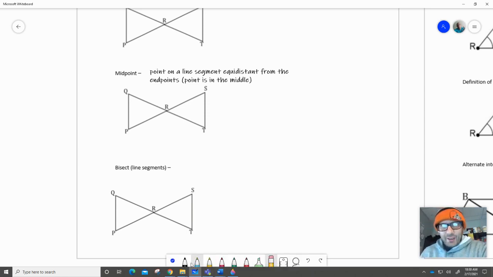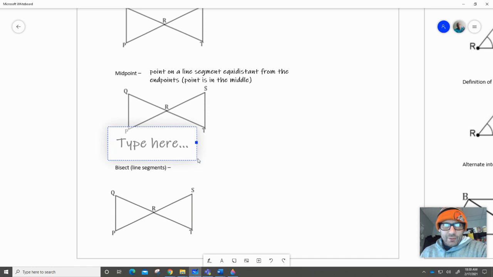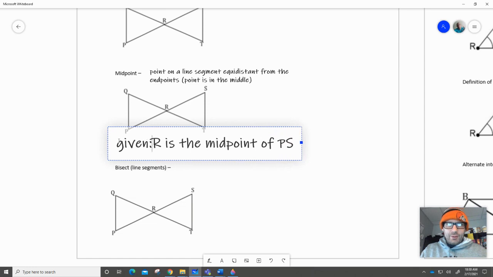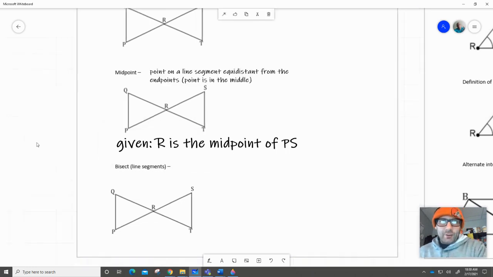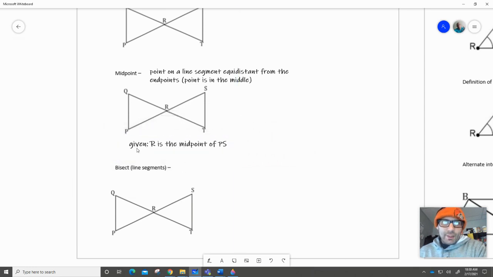So let's say hypothetically, in terms of the givens, they tell us right here that R is the midpoint of PS, or something like that. It's given that R is a midpoint of PS. If they give us this information, what that can tell us is that PR and RS are congruent to each other.